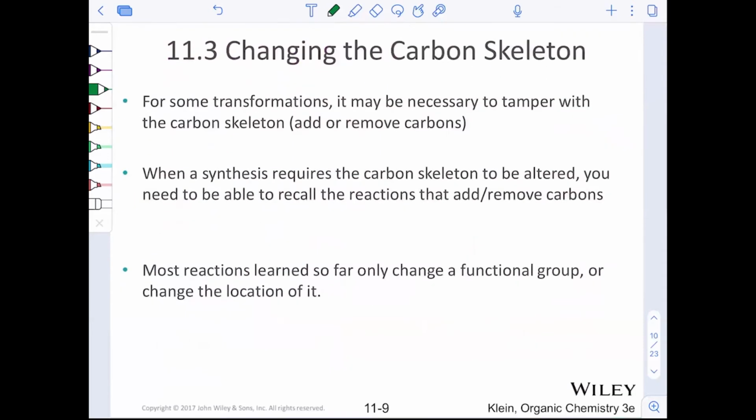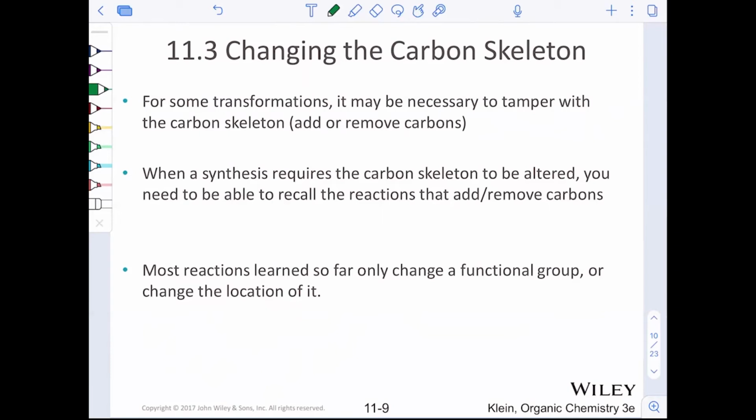Now, changes in the carbon skeleton. We've seen a lot of functional group transformations, but I want to recall our changes in the carbon skeleton. These are the ones where we add or remove carbons to our molecule. When a synthesis requires that change, you need to remember what reactions add or remove carbons. It's good to make a list. I'm totally into concept mapping, whatever works for you.